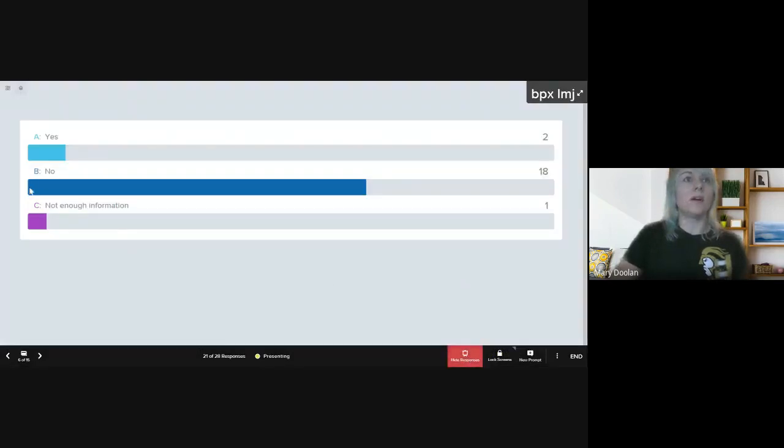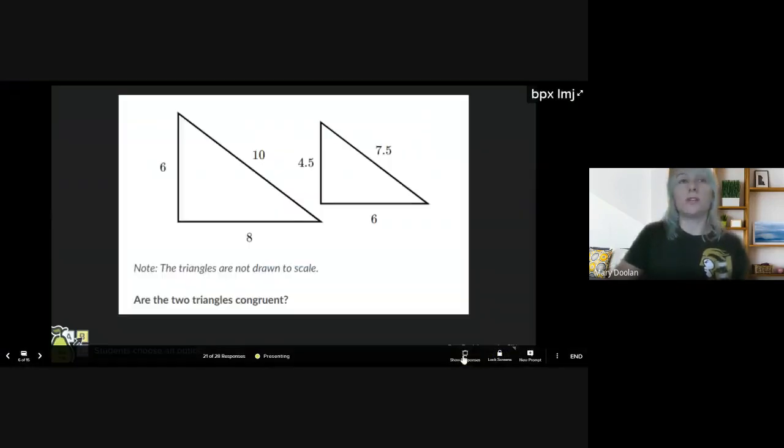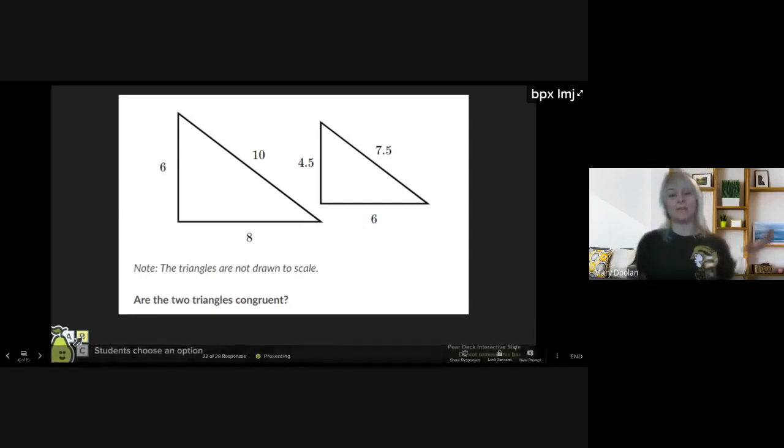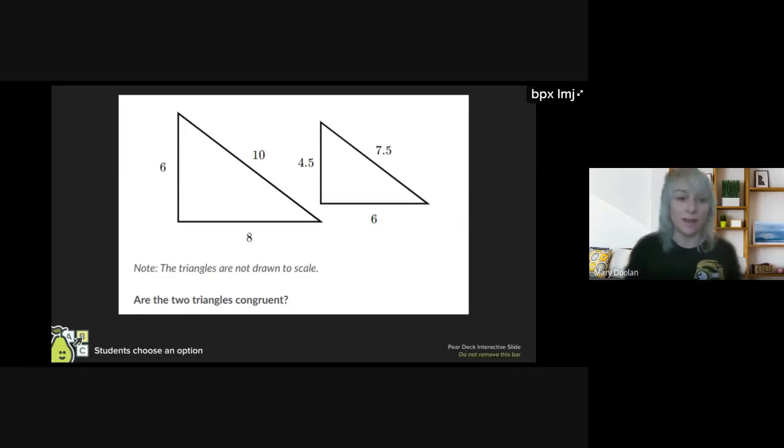Okay. No, most of you said no, and you were correct. If two triangles are congruent, they have exactly the same size and shape. These two triangles do not have the same size. They are most definitely different, one is larger and the other one is smaller. So these are not congruent triangles.